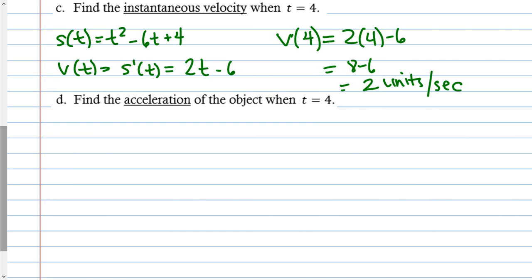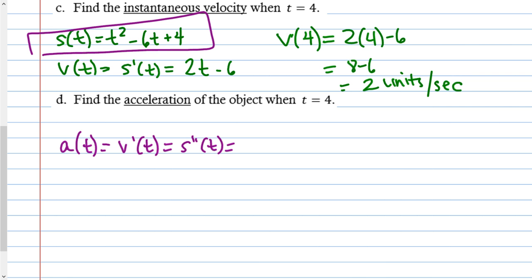Okay. D. Find the acceleration of the object when t equals 4. So acceleration is the derivative of the derivative. So it's the second derivative. So if I want to find acceleration, it is the first derivative of velocity, which is the second derivative of position. So let's see. Here's my position function.